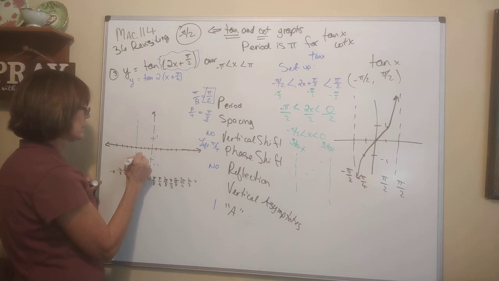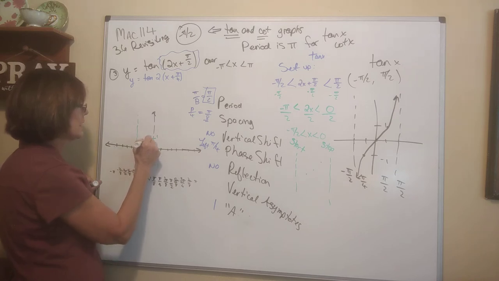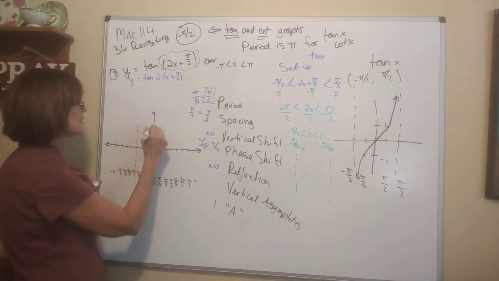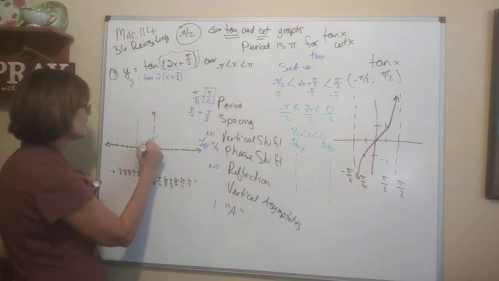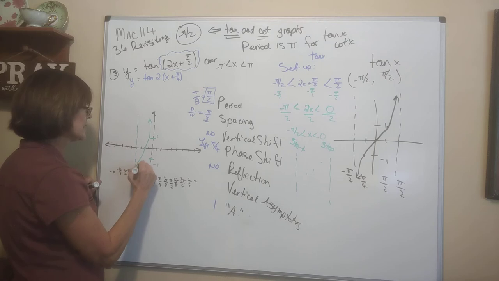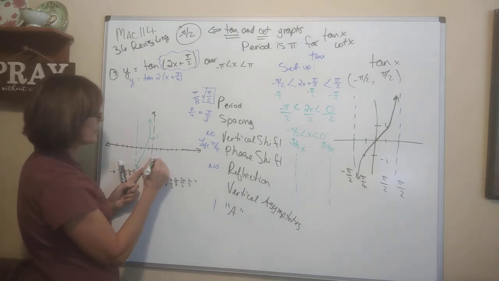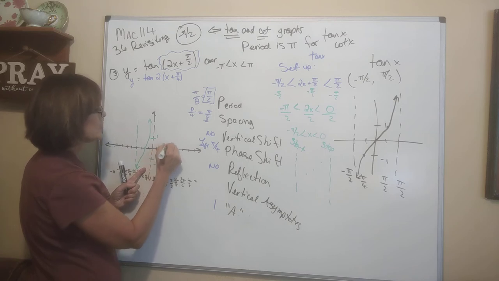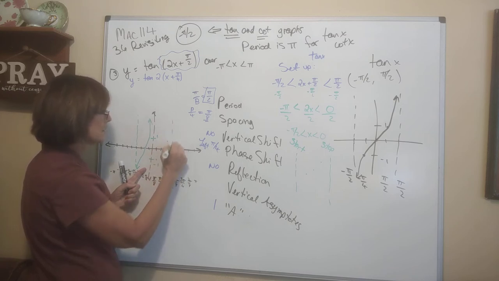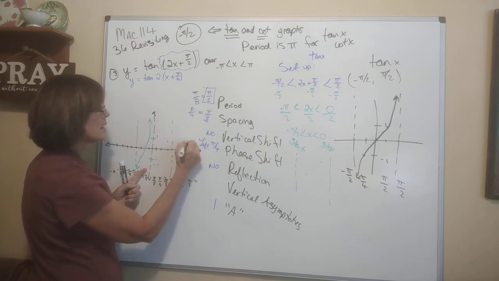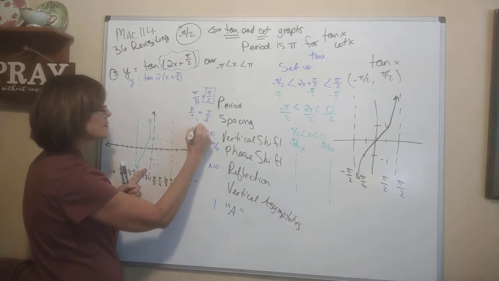Low, middle, high. And so this is our asymptote, so it's going to go like, this is my one cycle that I have right there. It kind of looks like that. So we can continue the pattern. Asymptote. Low, middle, high, asymptote. Low, middle, high, asymptote.